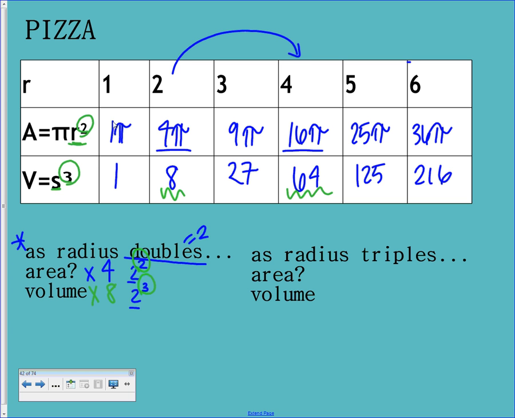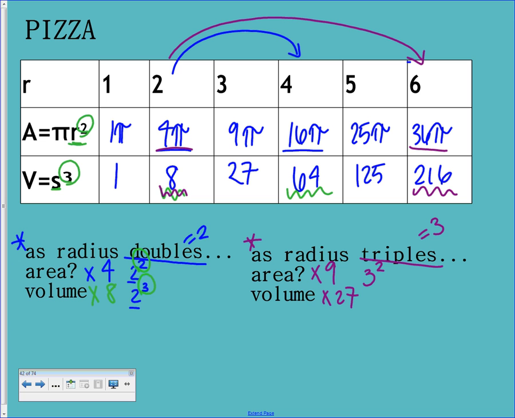So let's see if that holds true for an example when the radius triples. So maybe we'll look at 2 and 6 now. So now I go from 4 pi to 36 pi. So that's being multiplied by 9. And then my volume is going from 8 to 216. So that's being multiplied by 27. Well, triple would be a factor of 3. And now I have 3 squared, which is 9, and 27 is 3 to the third. So I still have that second and third power coming from my equation.